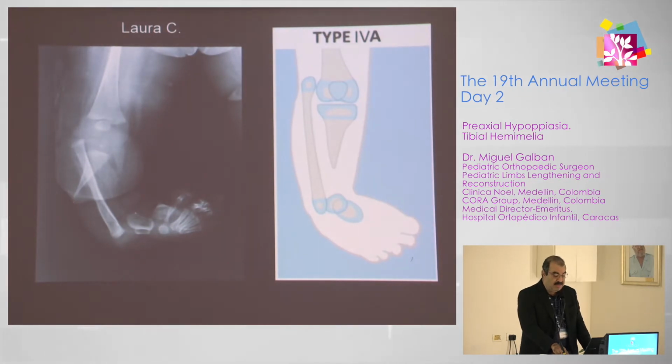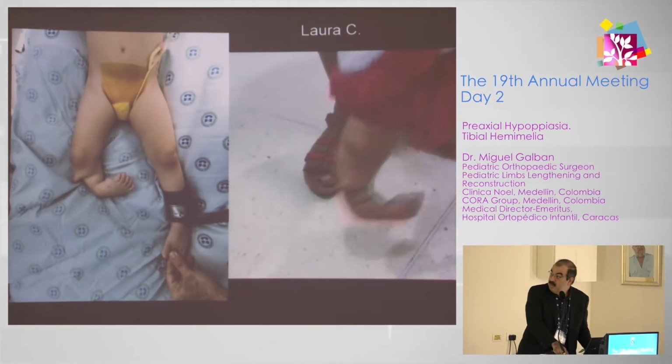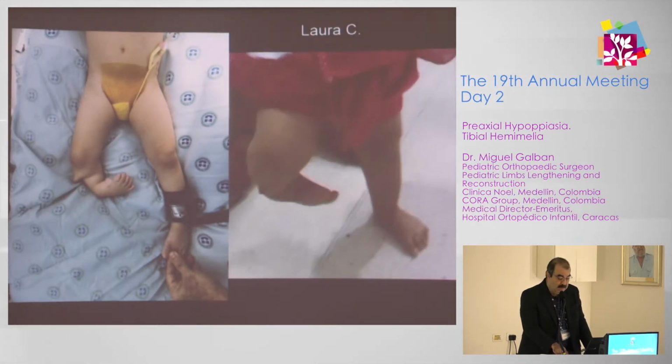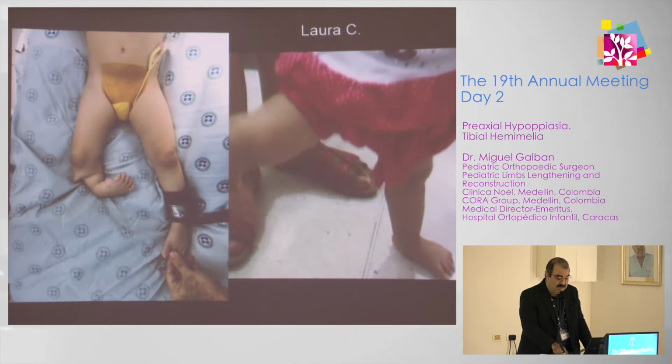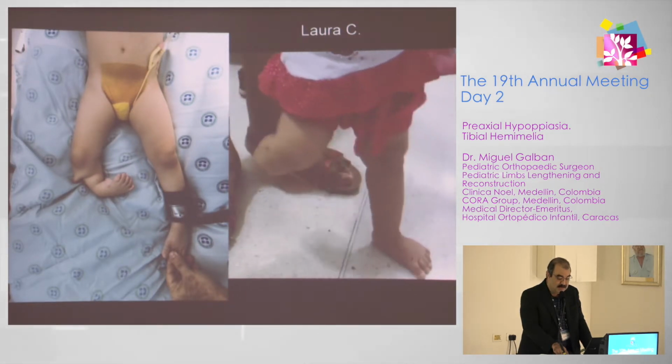And now we have type 4. Type 4 is the agenesis of the distal part of the tibia. And this is a recent case, last year's case, and what I did with more experience. This is the lady without distal tibia, and you can see that the distal tibia wants to go out of the skin. The big deformity.